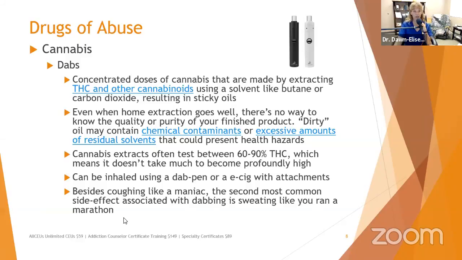So let's talk about dabs for a minute, because those are more popular now than they were 20 years ago. Dabs are concentrated doses of cannabis that are made by extracting THC and other cannabinoids using a solvent like butane, carbon dioxide, or other things that results in a sticky oil. If you've ever seen the sap that comes out of a pine tree, that's kind of what we're thinking about here. Even when home extraction goes well, there's no way to know the quality or purity of the finished product. Dirty oil can contain chemical contaminants, so it may still have some of that butane or carbon dioxide in it, or excessive amounts of residual solvents that could present health hazards.